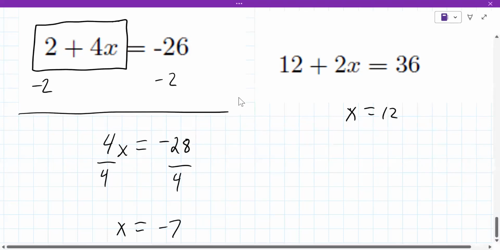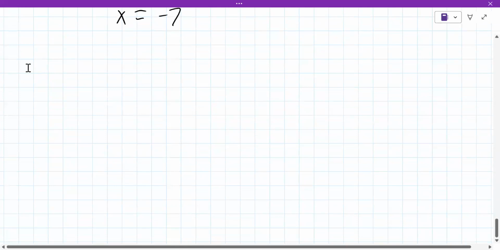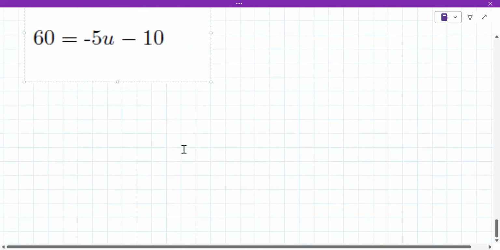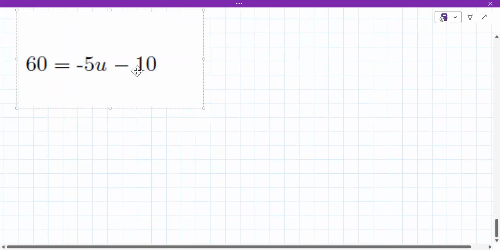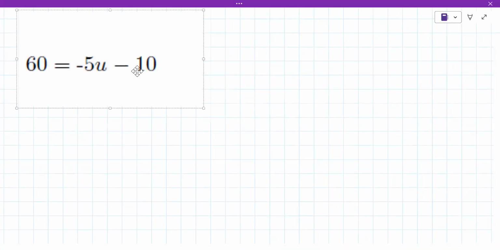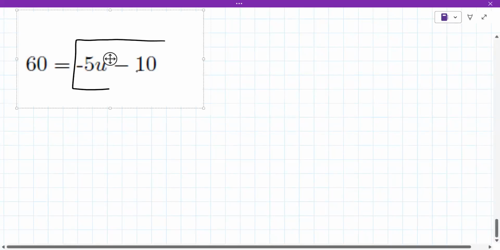All right. So we're gradually increasing the complexity of these problems. And one of the things you'll notice is that I can change the variable. It doesn't have to be X, it could be U, it could be T, it could be anything really. Your focus is always on the side with the variable. And we talked at length, you undo addition and subtraction before multiplication and division. So even though it's a -5, you're undoing subtraction by 10 first.